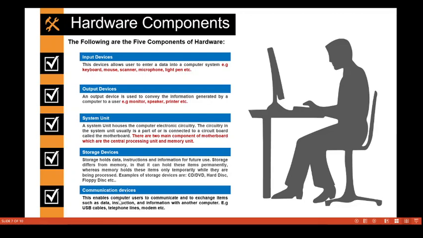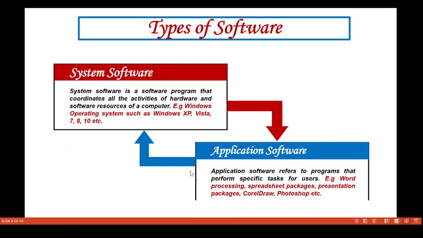Then what about the communication devices? Any hardware device that can be used to share information or data from one device to another device, like, for example, USB cable, telephone lines, modem, and etc. Any device that you can see and touch is hardware. So anything that can help in sharing information between devices is what you call communication devices. So these are the 5 components of hardware that we have.